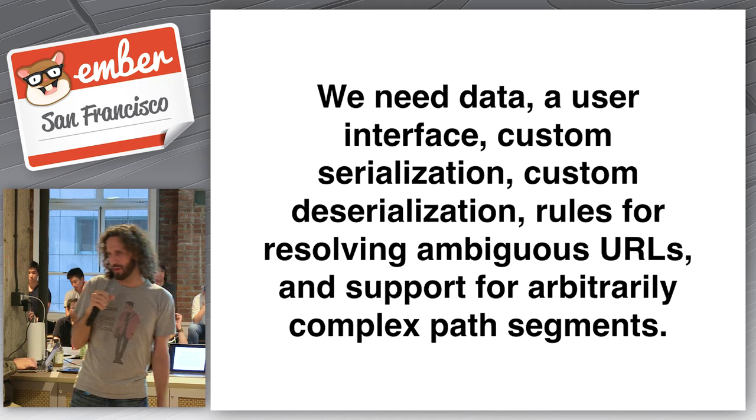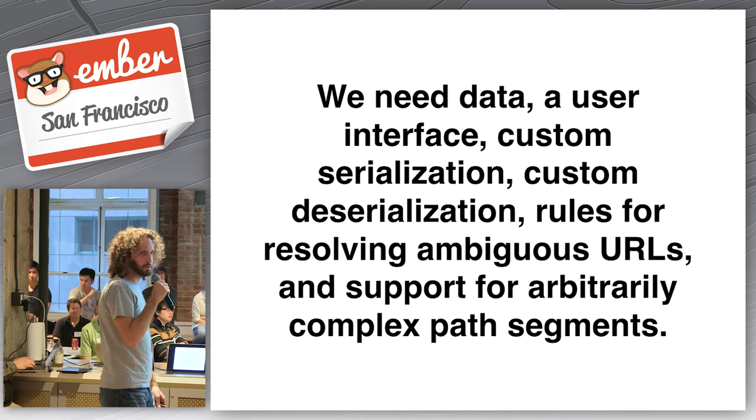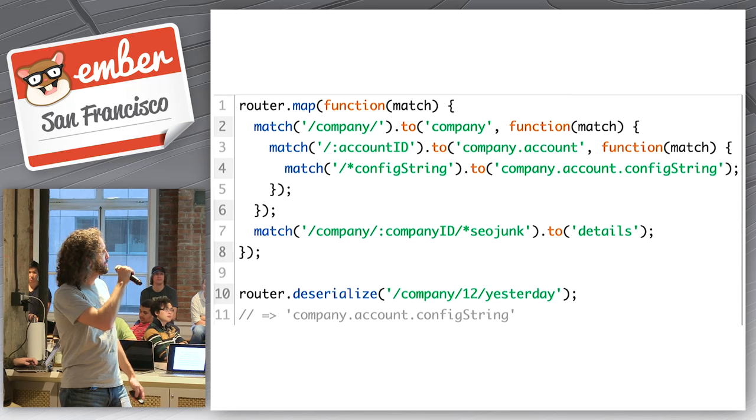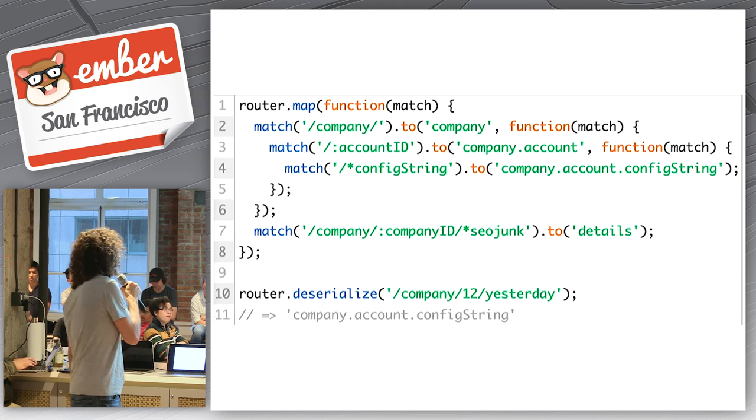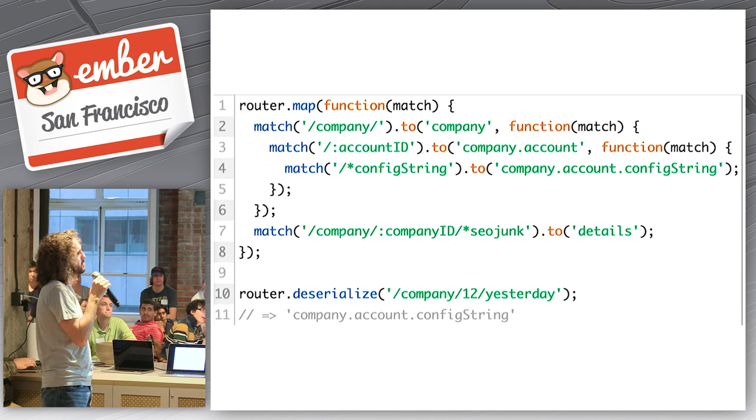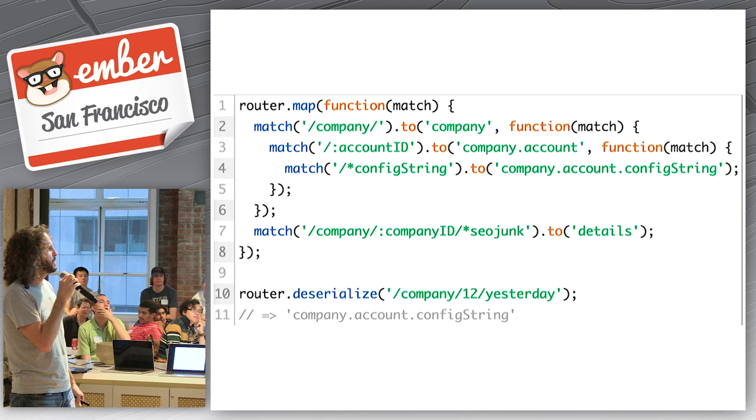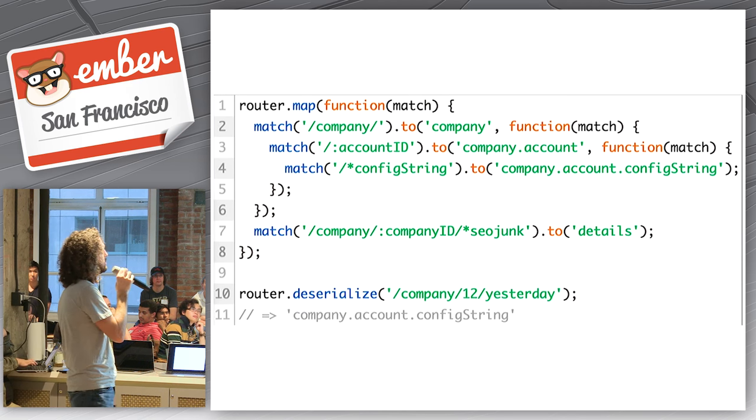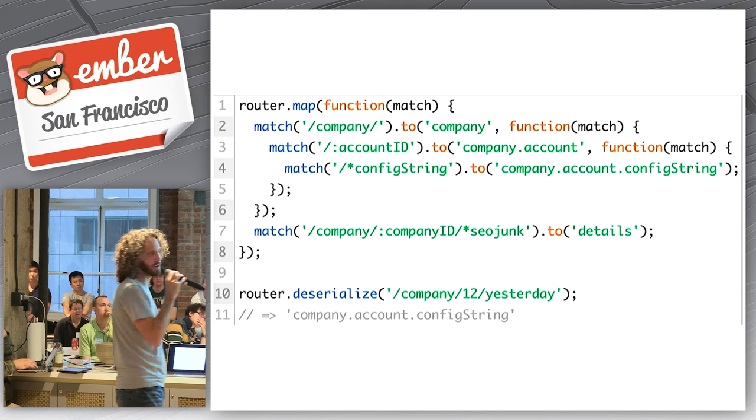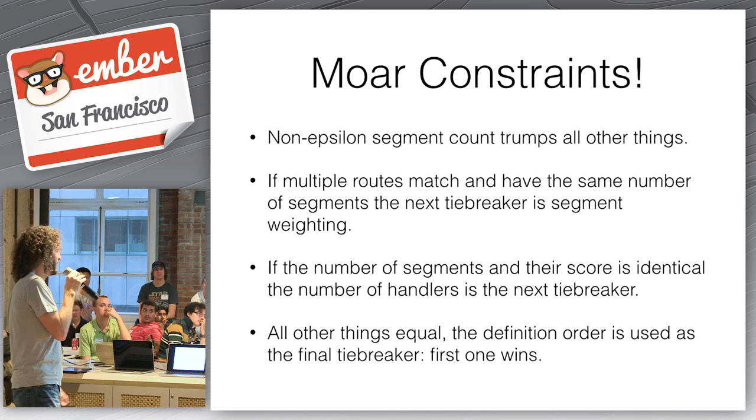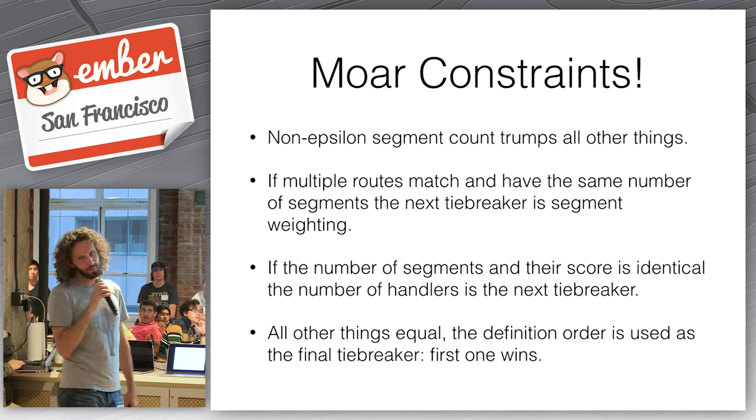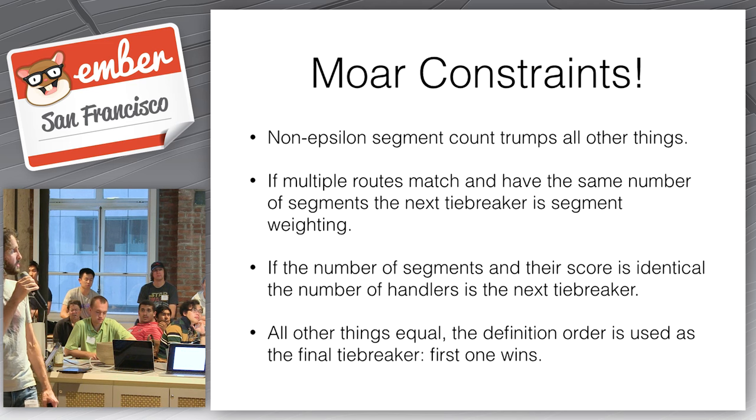And we have to say, okay, we know for sure that this route is not going to match. So turns out we've got more that we still have to cover. Putting on glasses in the back of the room over there. We now need to support arbitrarily complex path segments. Because what happens if we have a route that looks like this? We've now got a collision, but they happen to have the same sort of rules. We have a static, a dynamic, and a glob, and then we've got another static, dynamic, and a glob, and both of them are gonna match, and damn it, I don't even know what to do. We have more constraints. And so in this case, non-epsilon segment counts trump all other things.